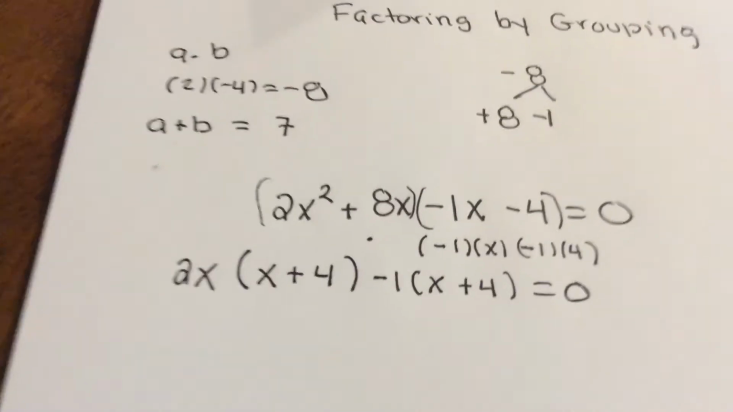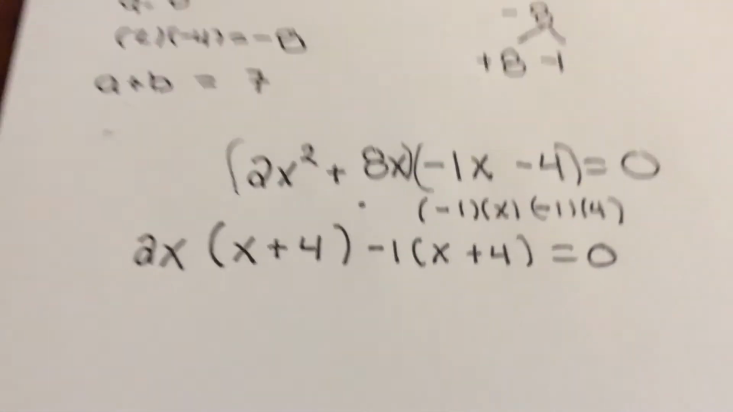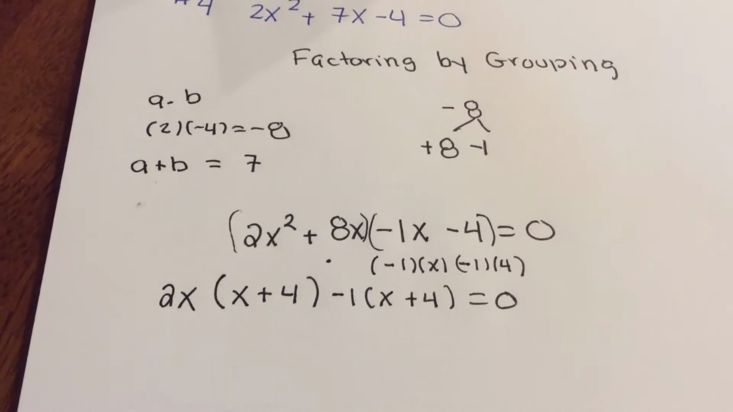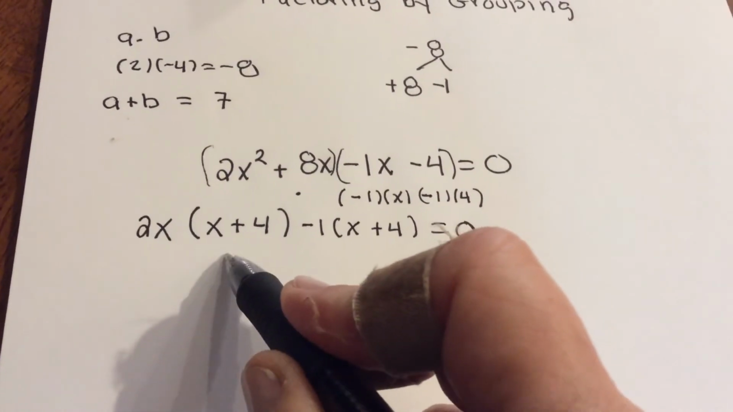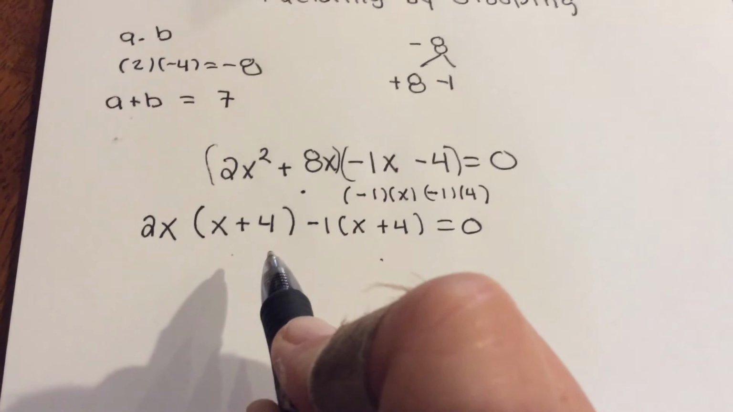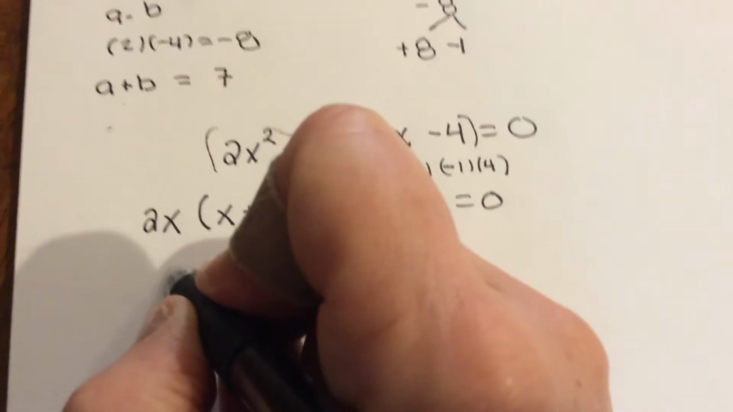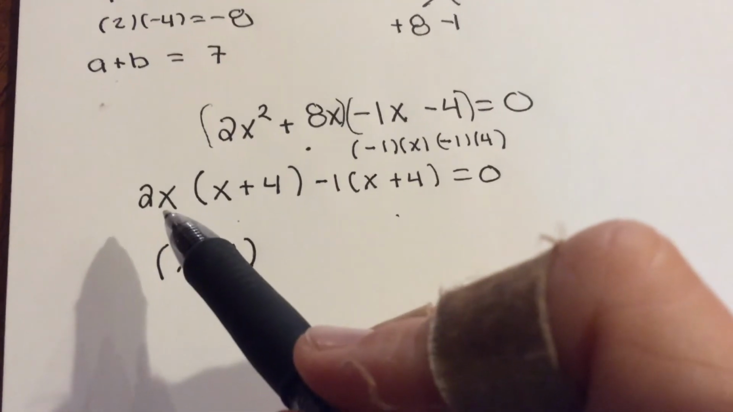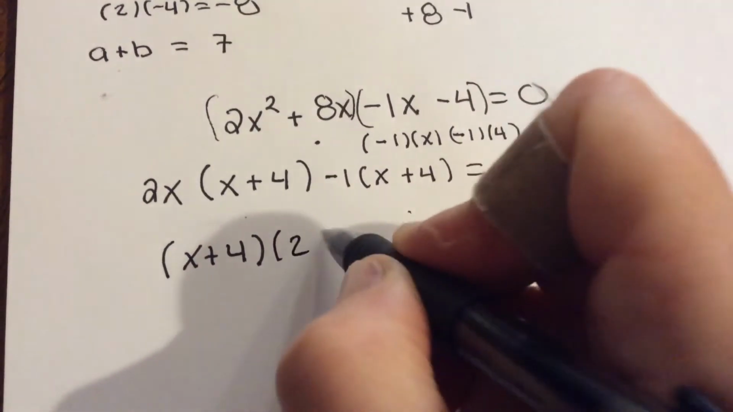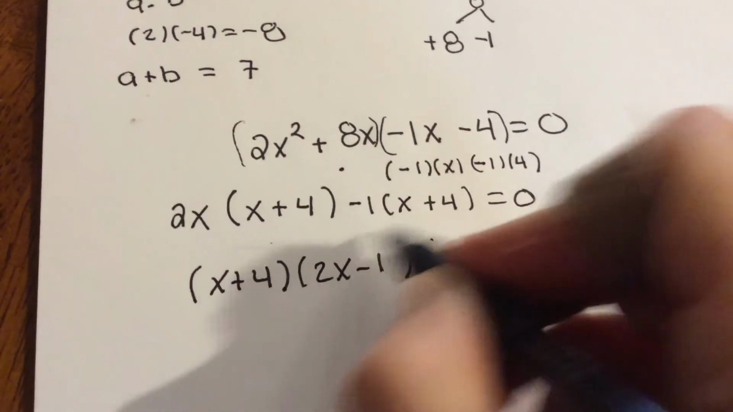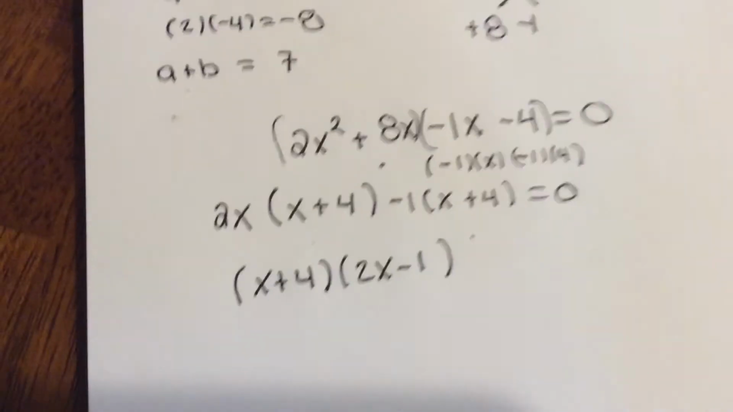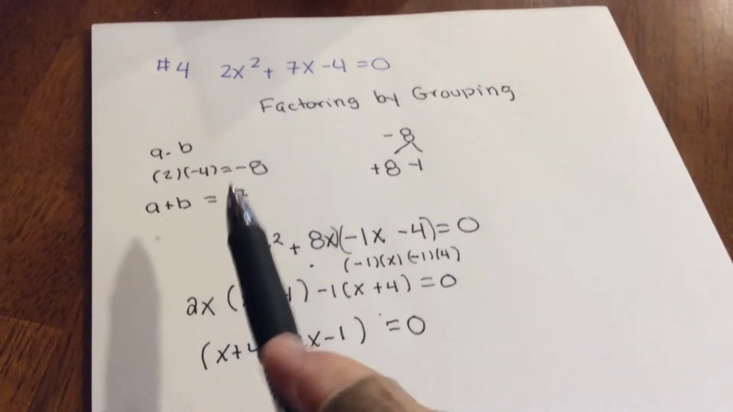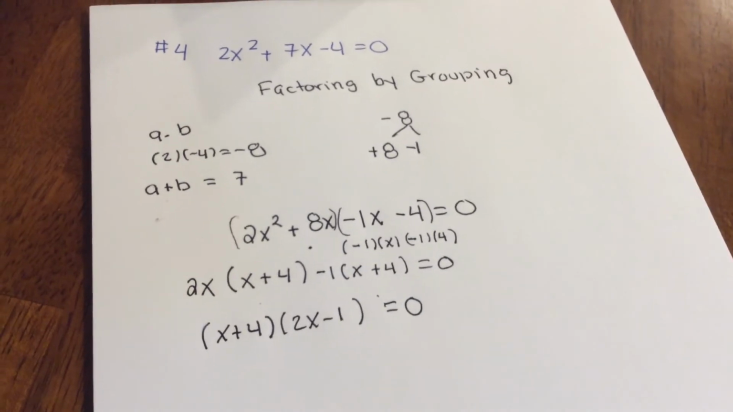So now we've broken it down to 2x times the quantity x plus 4 minus the quantity x plus 4 equals 0. So now I see that I have an x plus 4 here and an x plus 4 here. So we're going to factor that out as well. When I do that, what remains? I have a 2x and I have a -1, not a -1x. And so that equals 0. So now I have the factored form of the quadratic 2x squared plus 7x minus 4 equals 0.